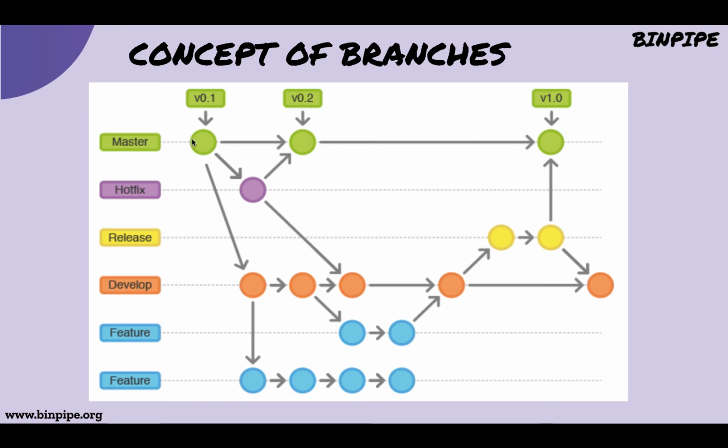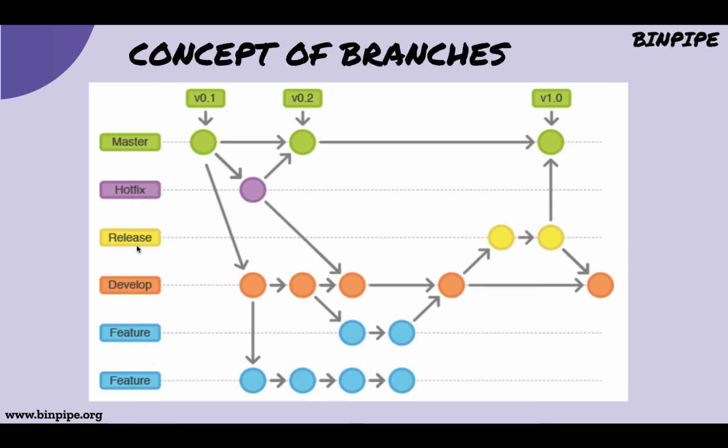So no development takes place here. A person cannot directly change things. I mean, he can, but it is not allowed or not a good practice to directly change or tweak things on the master branch. So this branch is reserved for deployments in the production environment.